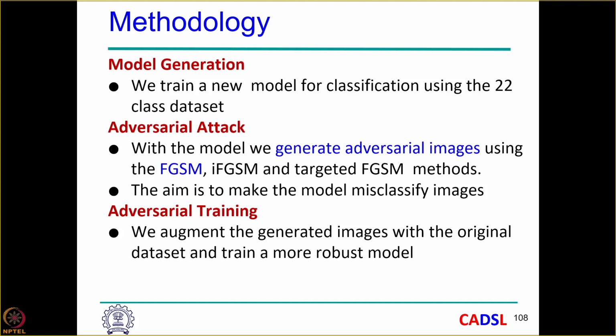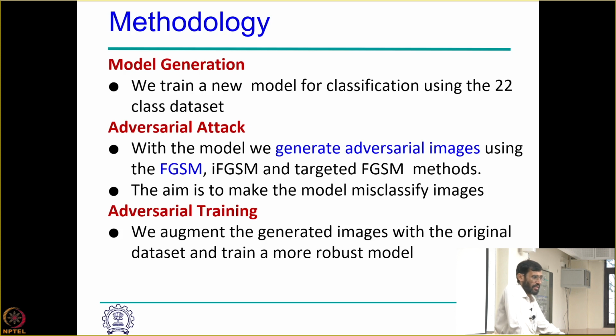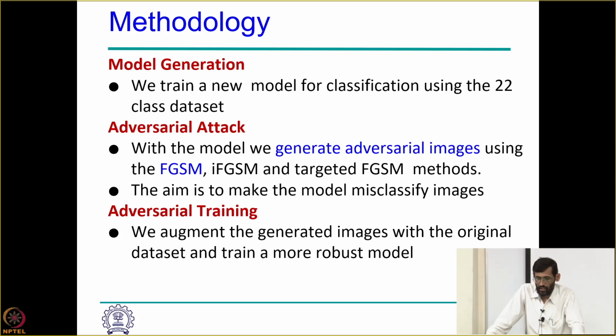Now the methodology is, in terms of model generation, we train a new model for classification using the 22 class data set that we have used. The adversarial attack is mounted with the model that we are using, to generate adversarial images using FGSM or IFGSM. What is it? I am coming to that point in a minute. We also targeted the FGSM methods. The aim was to make the model misclassify the images. So even if it is a genuine image of Facebook or eBay or something like that, it will start to say that this is an image of Twitter or something else, and then your system will collapse.